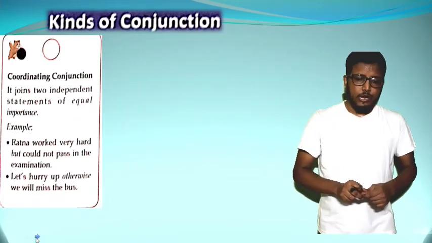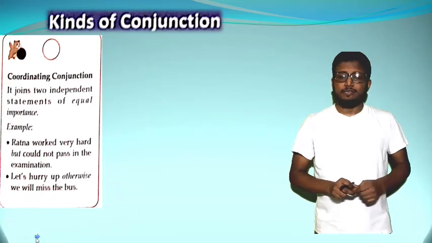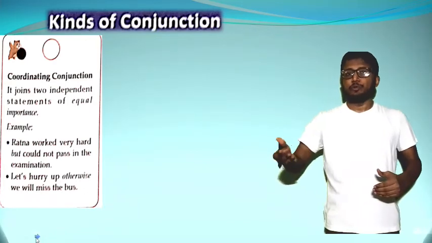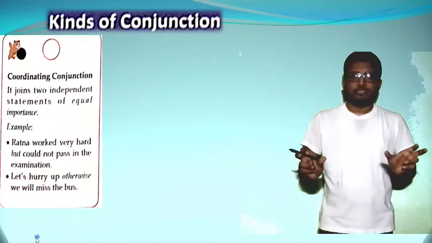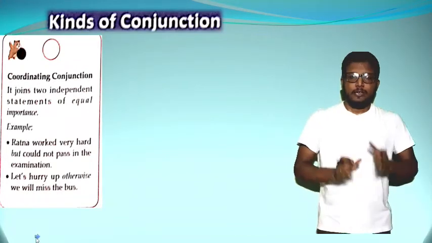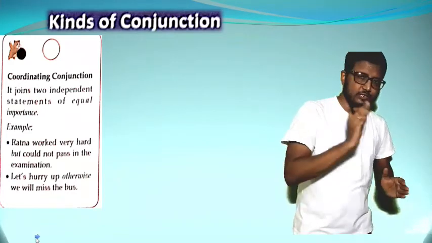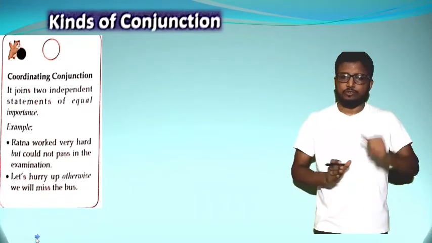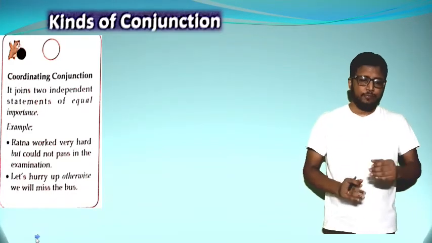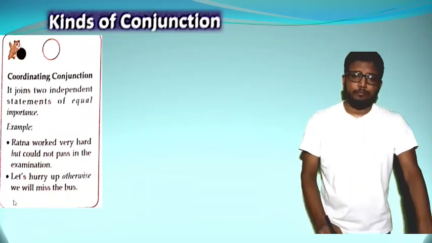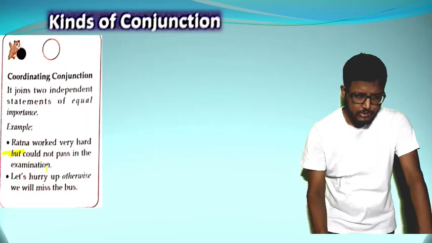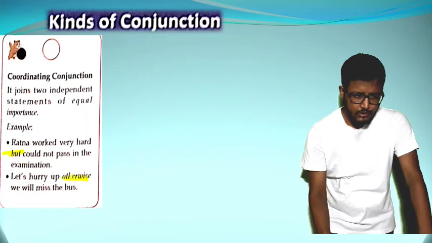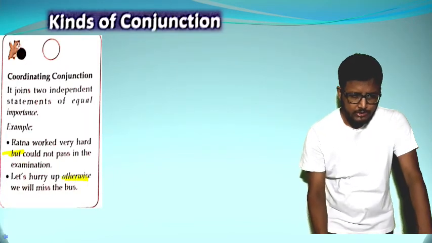Next, let's hurry up, otherwise we will miss the bus. So if we don't hurry, then who will miss the bus? Obviously we. So both these parts have equal importance. The conjunction that we are using in the first sentence is but, and in the second sentence we are using otherwise. These two are examples of coordinating conjunction. So here, my friends, let's underline the but and the otherwise, these two words.